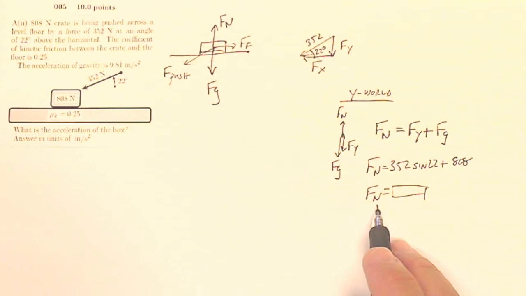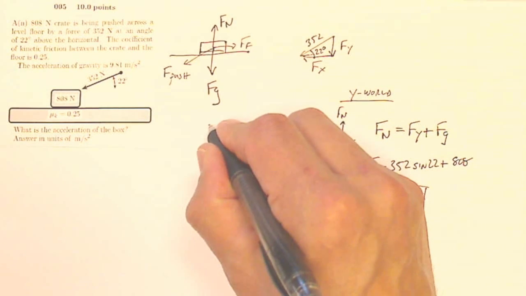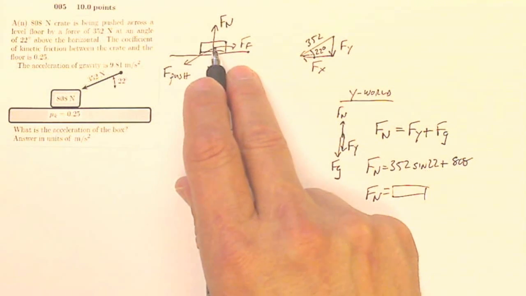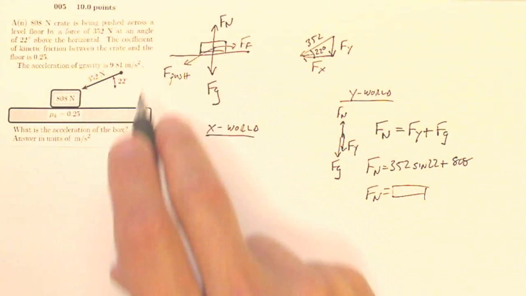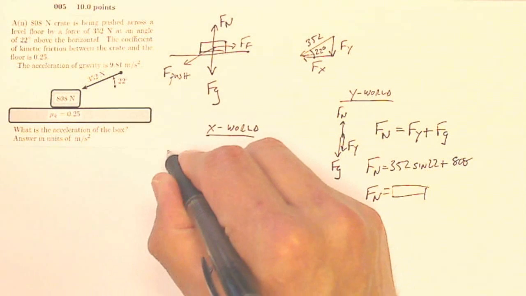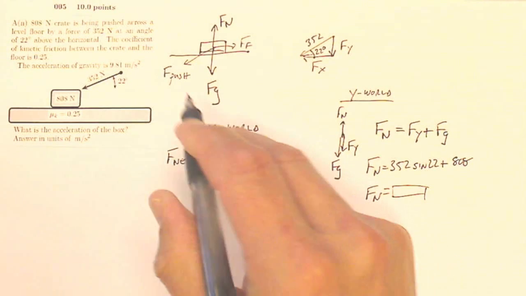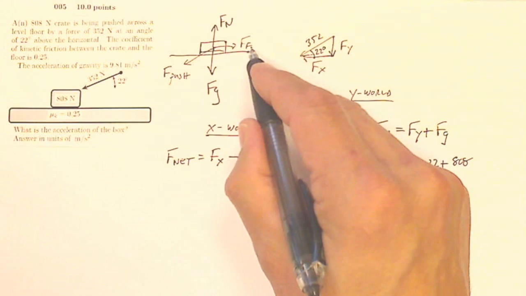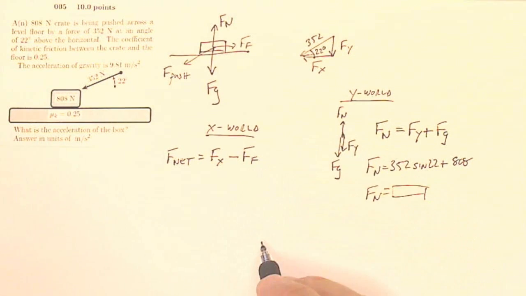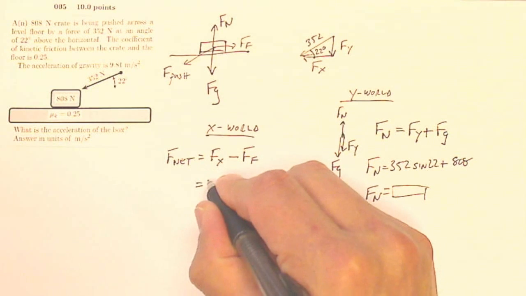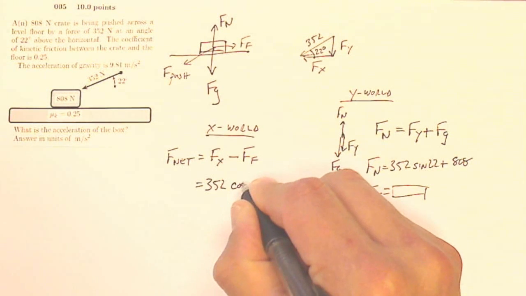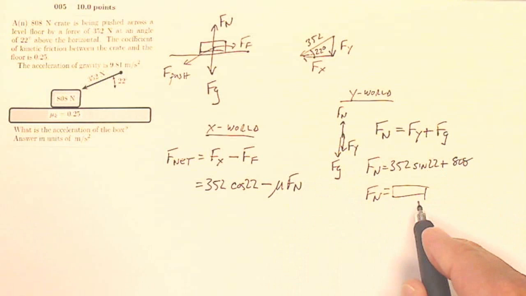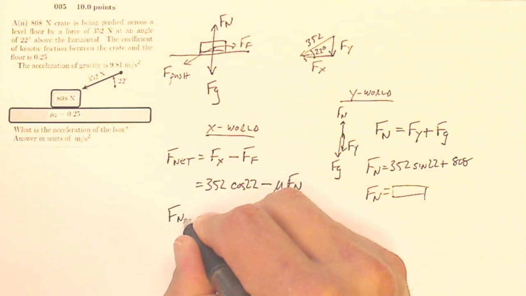The other thing I've got to worry about, now that I've got my normal force, is my force of friction. That's kind of dealing in the x world, if I want to separate that way. In the x world, I've got my force of friction to the right, and I've got my push force to the left. So I've got a net force in the x direction. It's going to be however much my push is, which is really my force in the x direction, minus, in the other direction, how much friction I've got. Well, my force in the x direction is going to be 352 cosine 22. And my force of friction is going to be mu times my normal force, which I just got over here. That's going to give me my net force on this box.